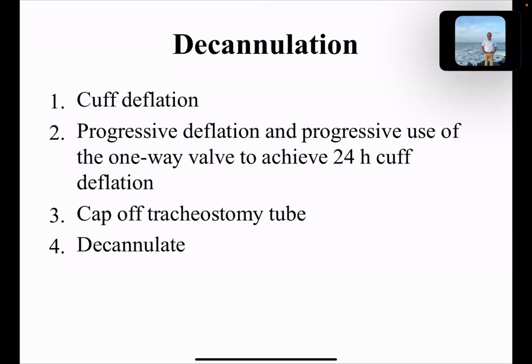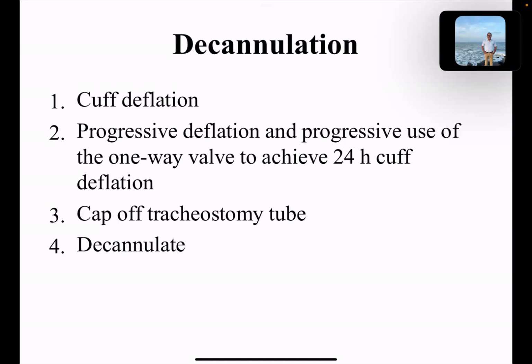Before that, you have to make sure the patient's ability to swallow is better. And progressively, what we do is gradually reduce the size of the tube. Patients normally will have either a 7.5 or 8 size Portex tracheostomy tube. Gradually, every 2 to 3 days, you can reduce by 0.5, 0.5.